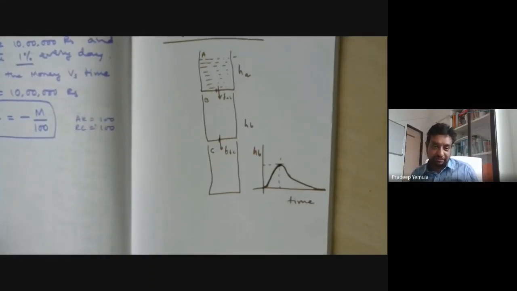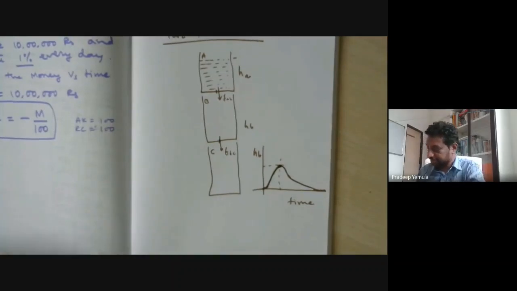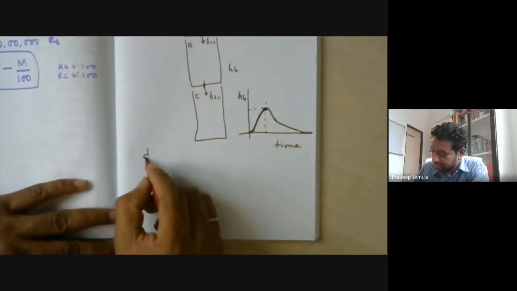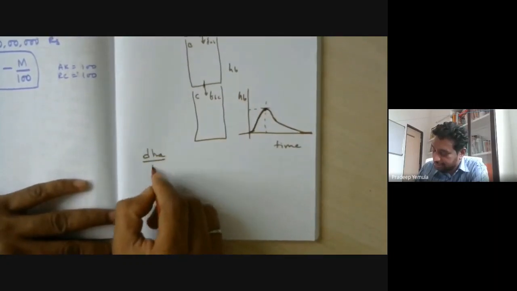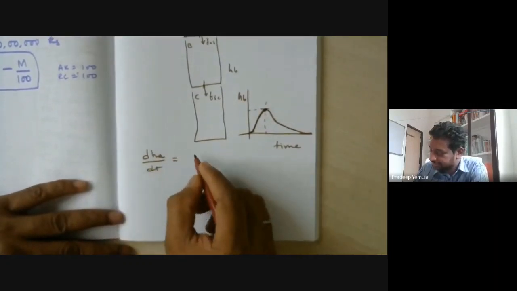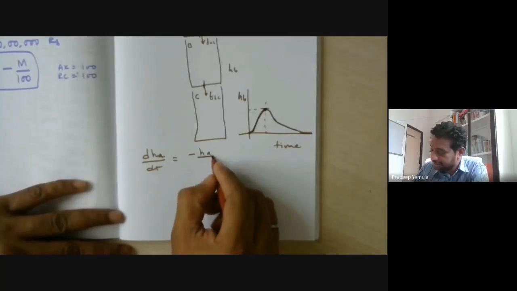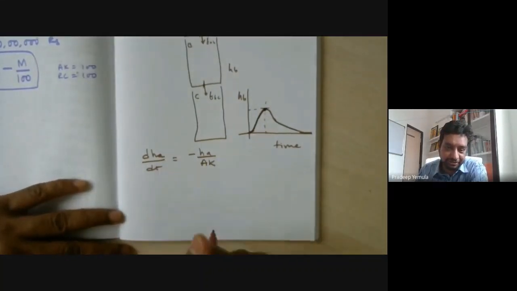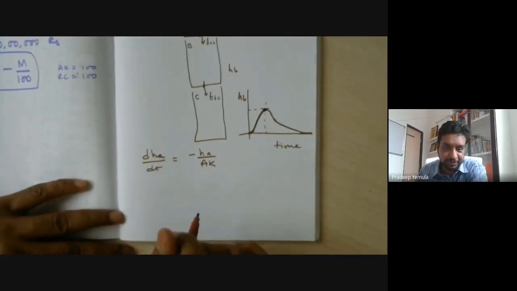Now, how do we write the equations for this? The equations are like this. The first one is exactly the same. What is that? dHA by dt is nothing but minus HA by AK. This we have already written before, same thing I have written.